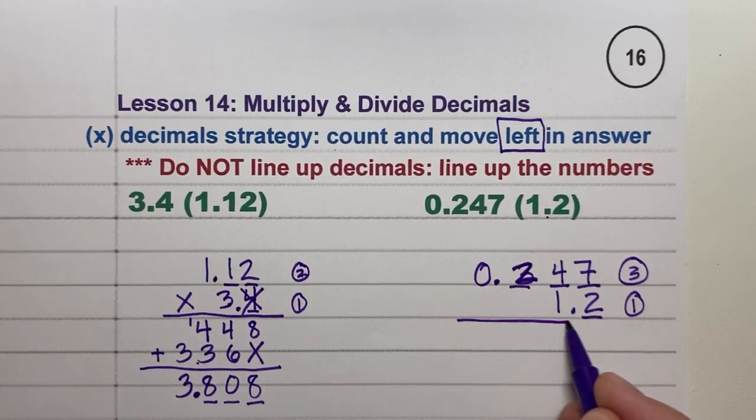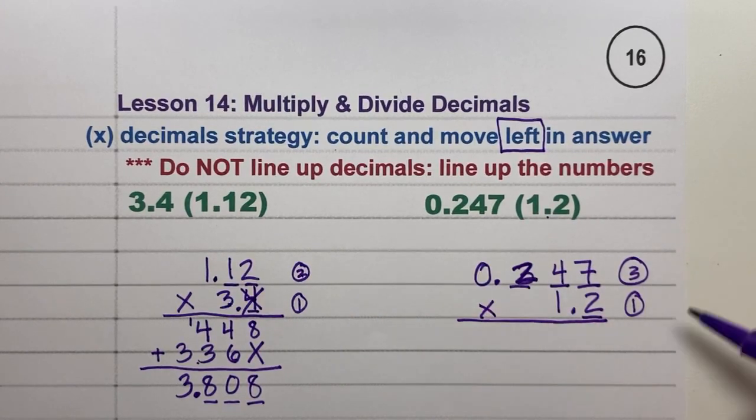Now we are going to multiply. We have 4 total place values, so we're going to put that on hold over here. There are 3 decimal place values on this side: 1, 2, 3.